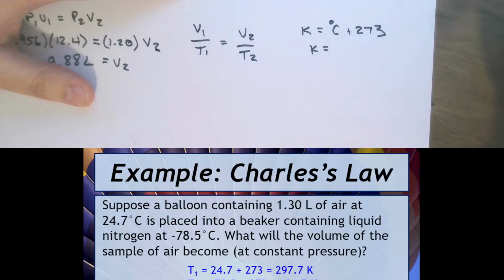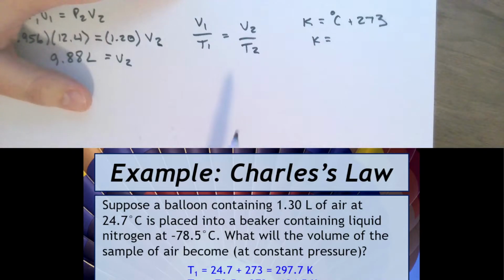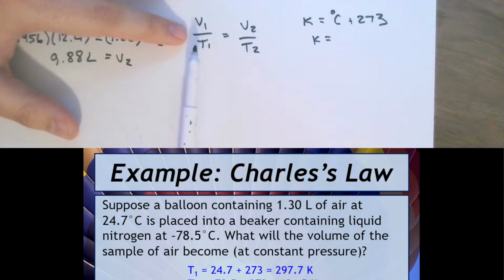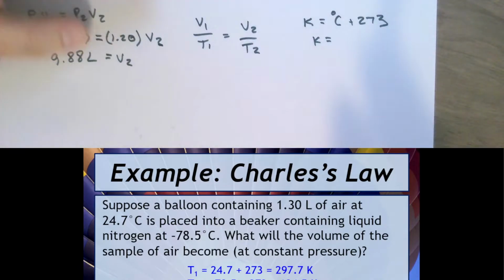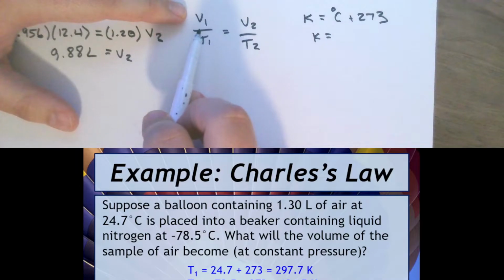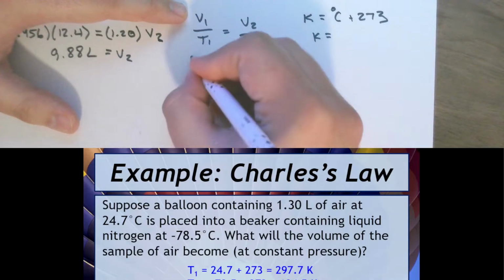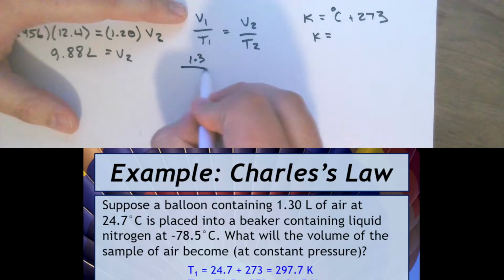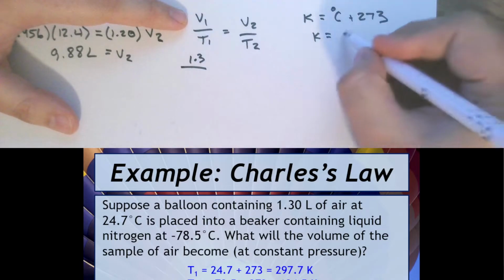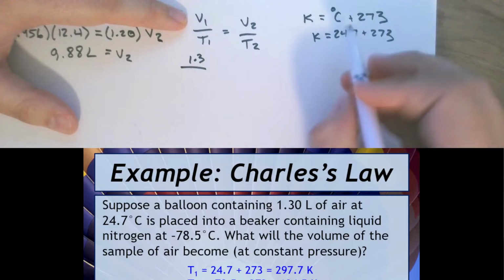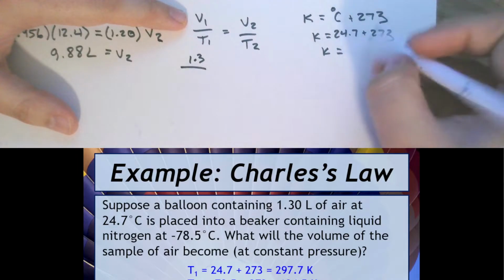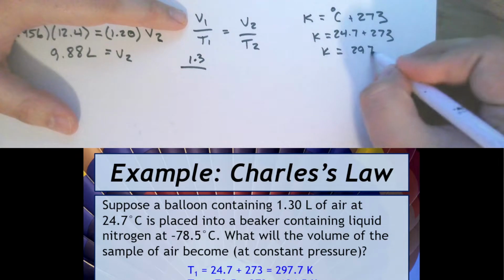What will the volume of the sample of air become with constant pressure? So the constant pressure bit makes sense because if I look at this equation for Charles' law, there's no pressure. So it doesn't matter that the pressure, it doesn't affect anything because it doesn't change. I'm going to plug in what it tells me in the problem. My first volume is that 1.3 liters. My first temperature is 24.7, but I'm going to add 24.7 to 273 to get my Kelvin. So add those together and I get 297.7.